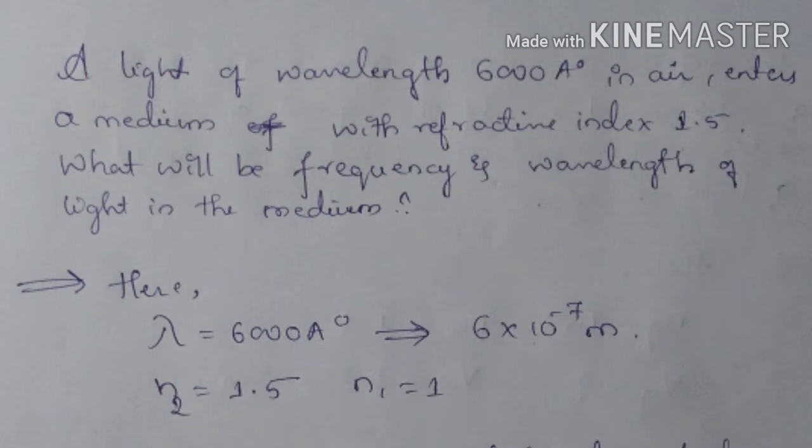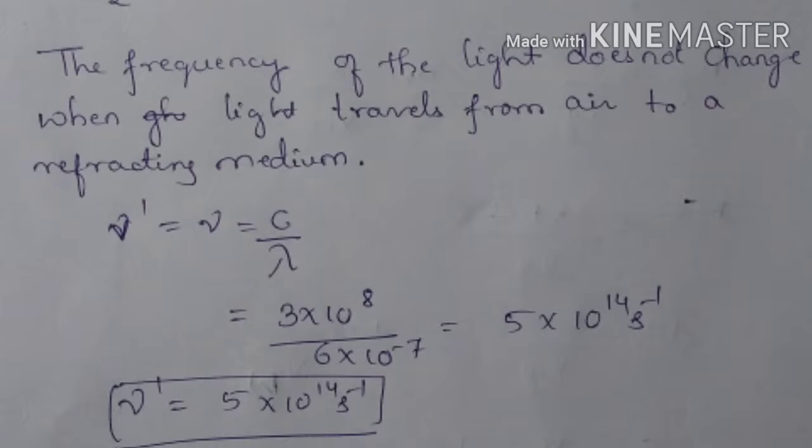Next, the refractive index of the second medium is given. It is 1.5, and the refractive index of the first medium is known to us because in the question he has mentioned that light is travelling from air to a medium of refractive index 1.5. So it is clear that the first medium has the value 1. So we have N2 as 1.5 and N1 as 1.